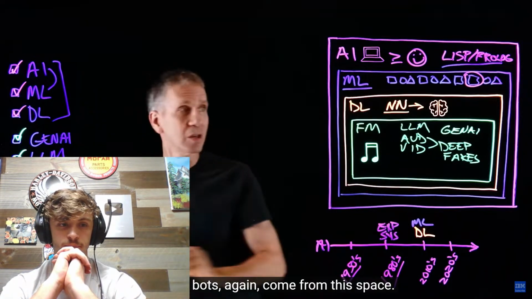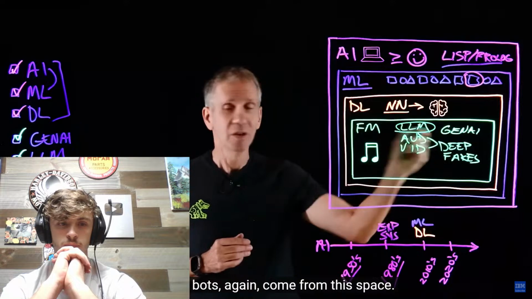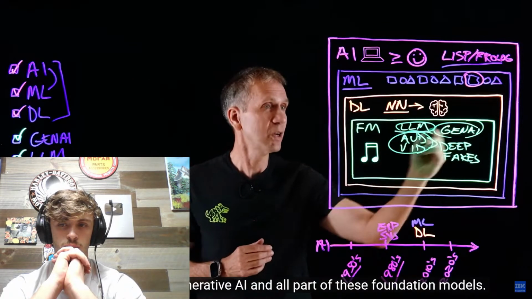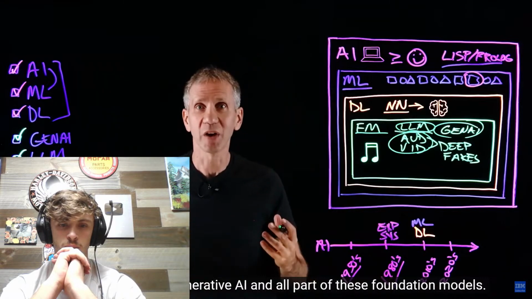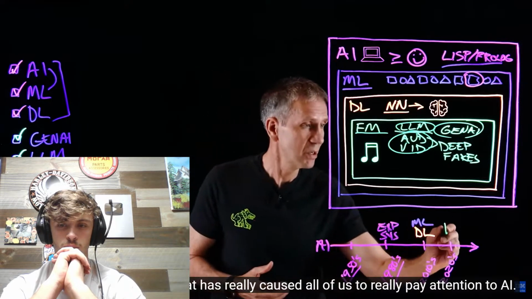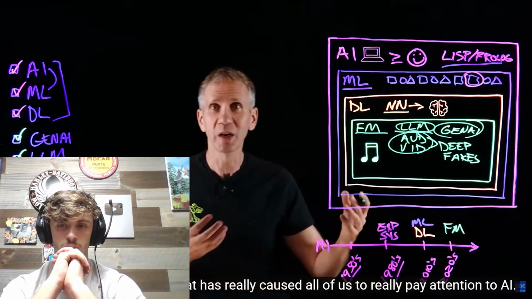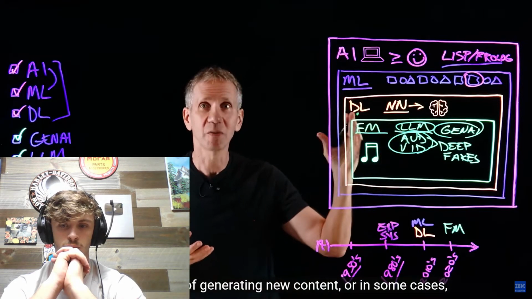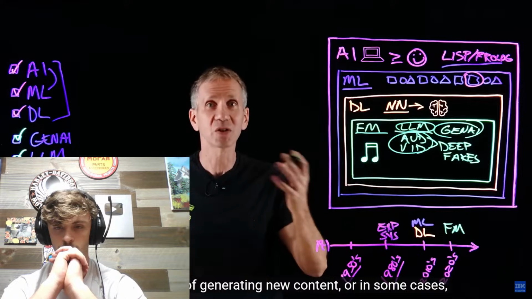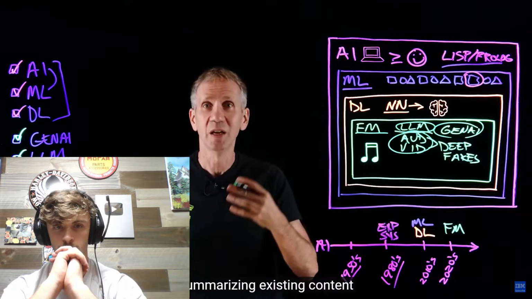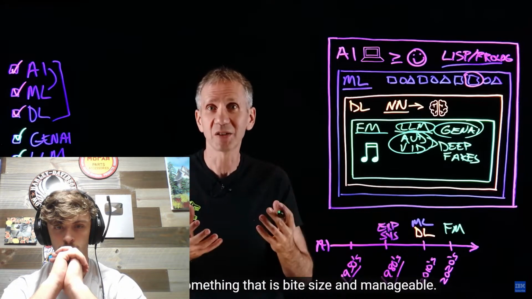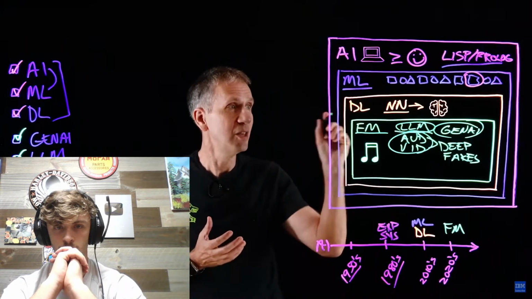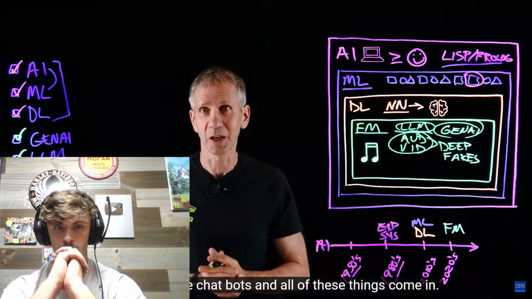The chatbots, again, come from this space. The deepfakes come from this space. But they're all part of generative AI and all part of these foundation models. And this, again, is the area that has really caused all of us to pay attention to AI. The possibilities of generating new content, or in some cases summarizing existing content and giving us something that is bite-sized and manageable. This is what has gotten all of the attention. This is where the chatbots and all of these things come in.